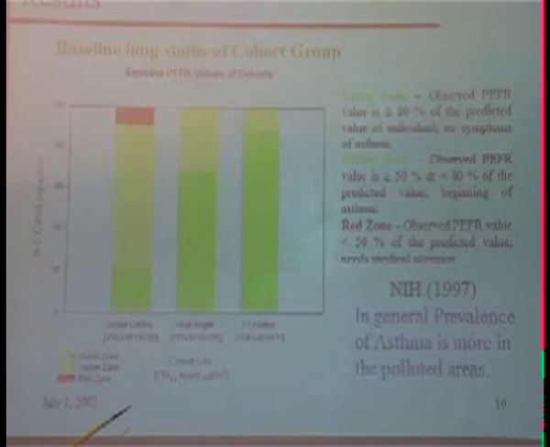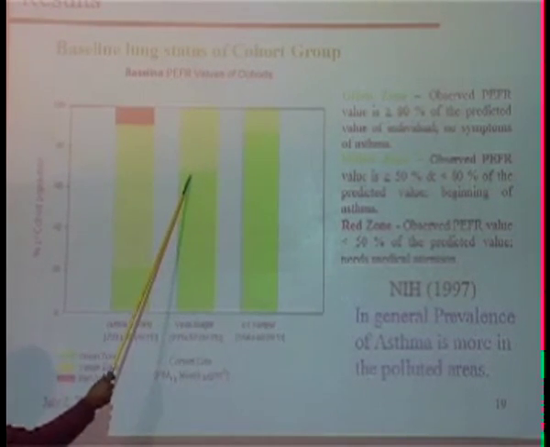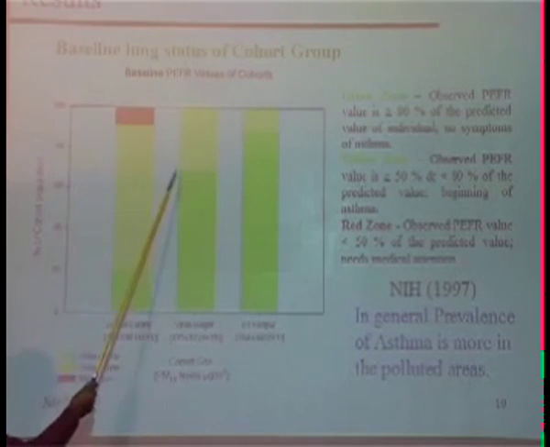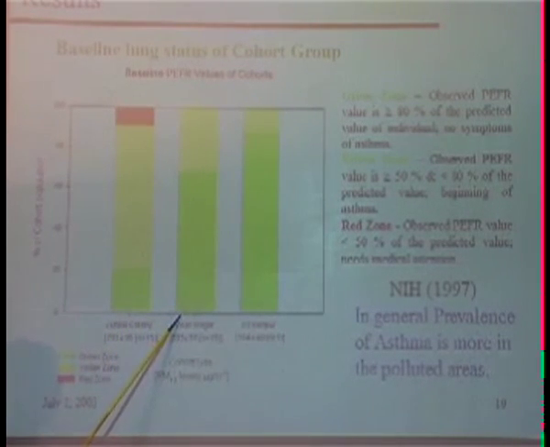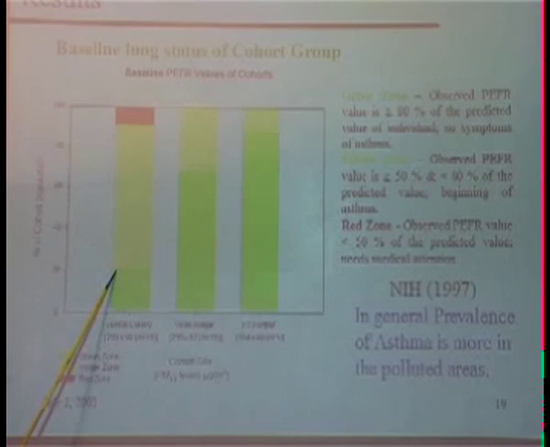Okay, but as we come to the polluted areas in Juhi Lal Colony and Vikas Nagar, you see their performance, only about 65% or 70% of people perform as per what they should really be performing. But if you go to the more polluted area in the city, only about 20% of the people could perform as per the expected value.